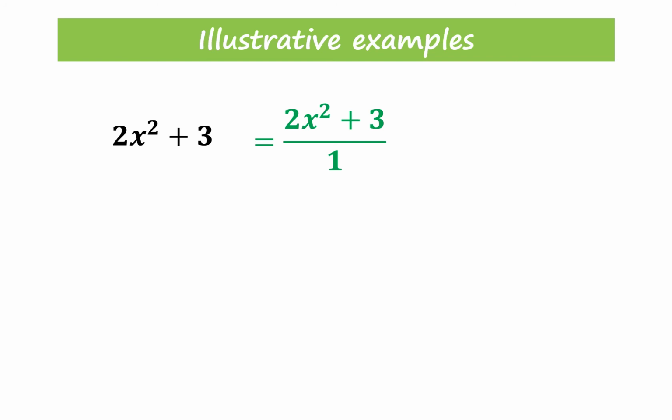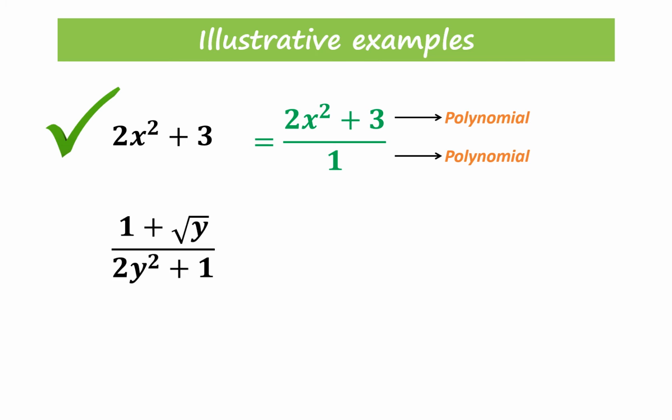So now we have the numerator and the denominator. So let's just identify kung ang numerator ba ay polynomial. Having 2 as the exponent of x, positive and whole number, so that's a polynomial. And the denominator is just 1, but still it's a polynomial. It's a monomial. So both numerator and denominator are polynomials. So therefore, 2x squared plus 3 is a rational algebraic expression.